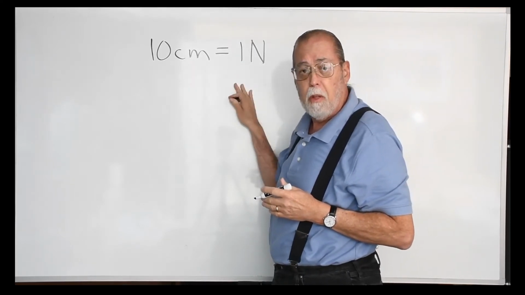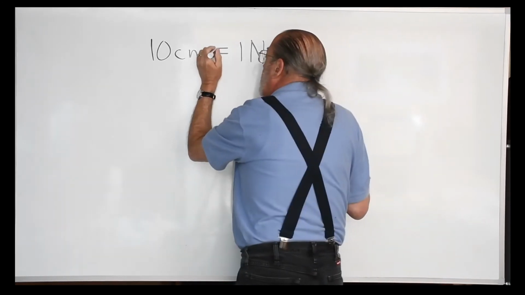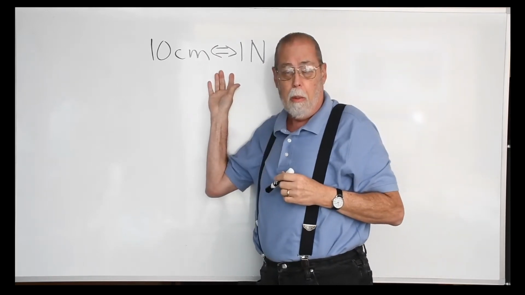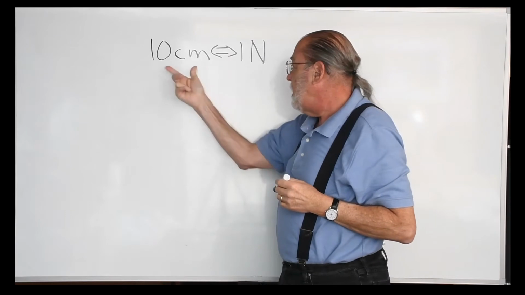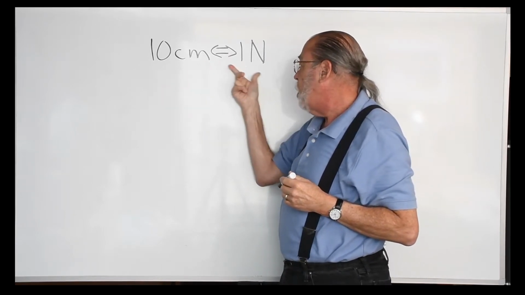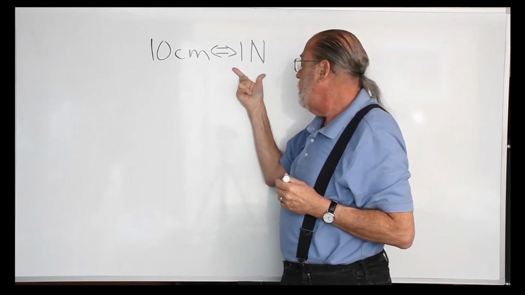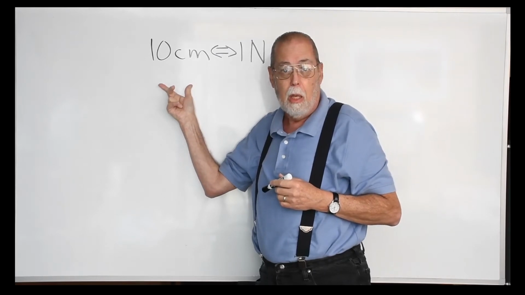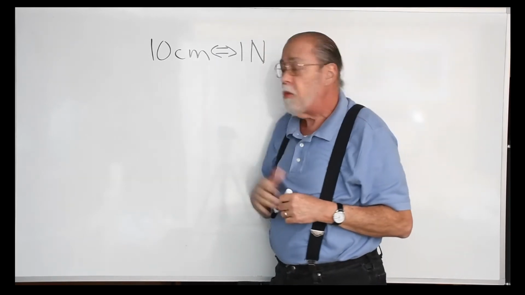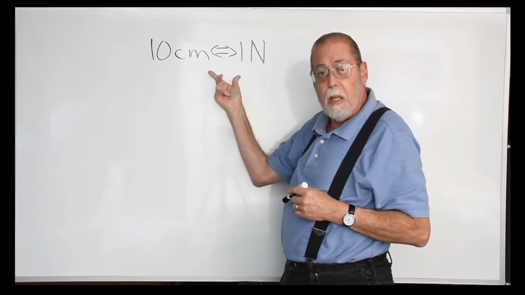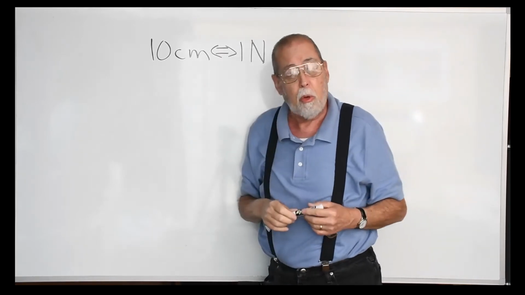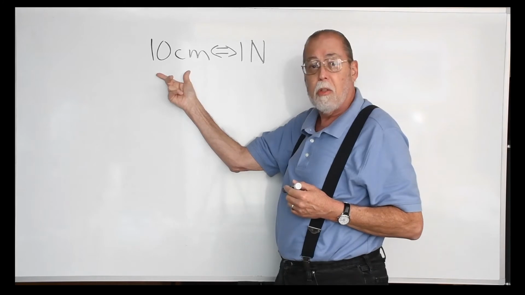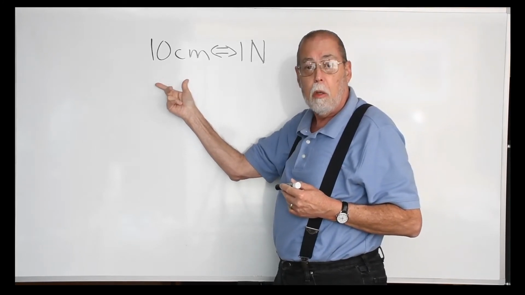They're fundamentally different things. What we can do is introduce a new symbol, a double-headed arrow. The arrow means 10 centimeters represents 1 Newton, or 1 Newton is represented by 10 centimeters. However, when you do calculations, you use this just like an equal sign. For instance, one of the things we're going to have to do is convert a force in newtons to a distance in centimeters that we're going to draw on a graph.